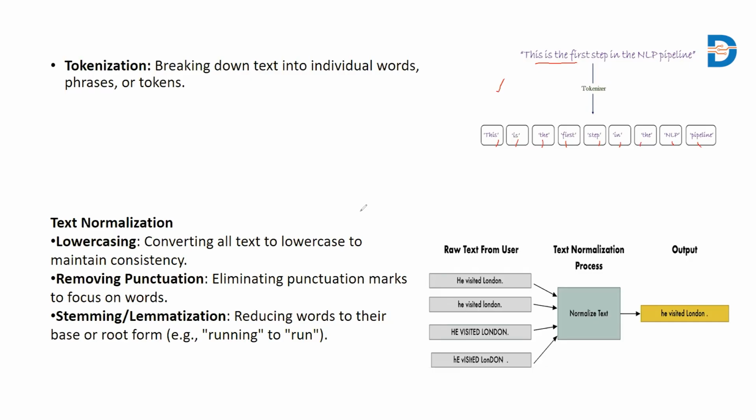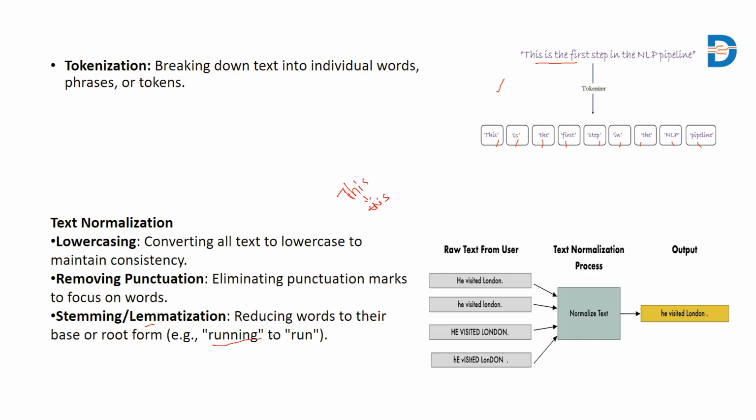What is text normalization? In that we have some sub-techniques also. The first one is lowercasing. What does lowercasing mean? Converting all text to lowercase to maintain consistency. If you have any capital letters, all the text will be converted into small letters. Next, removing punctuation: eliminating punctuation marks to focus on words. If you have any punctuation marks, we will eliminate them. Then coming to stemming or lemmatization. Stemming and lemmatization do the same task: reducing words to their base or root form.